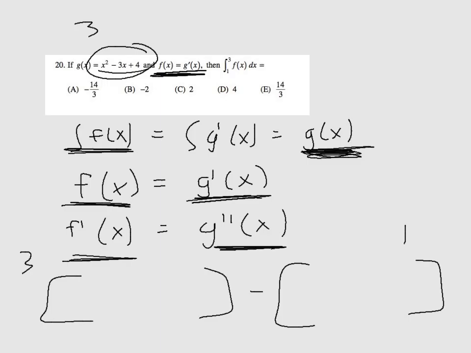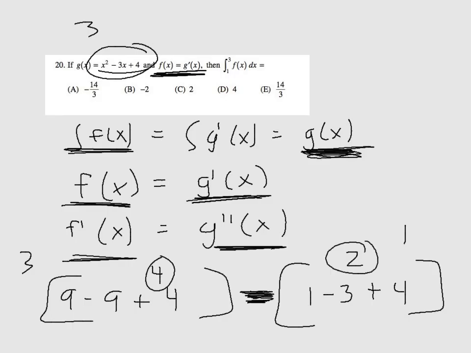So we're going to go ahead and start. We're going to have 3 squared minus 3 times 3 plus 4. That's going to be 4 total. And over here, we're going to have 1 squared, which is 1, minus 3 times 1 plus 4, which is going to be 2. So we're going to have 4 minus 2. So our final answer is going to be C for this problem.